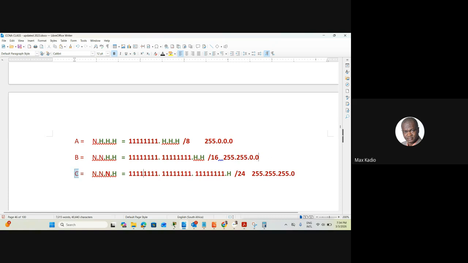For class C, the first three blocks will never change. What we are doing now, we're going to repeat the same thing on Thursday. So today is the very first time to see. When you have a class C, the very first three blocks will never change. It's for the network. You see N for network. And because it's for the network, we make all of them ones. 8 plus 8 plus 8 is 24. That's why I say slash 24. If you convert each of them in decimal, it will be 255, 255, 255.